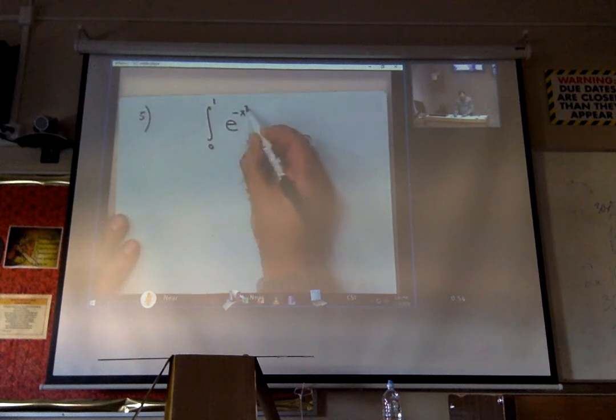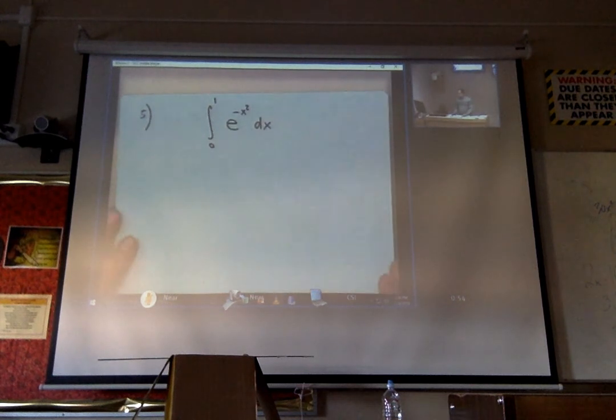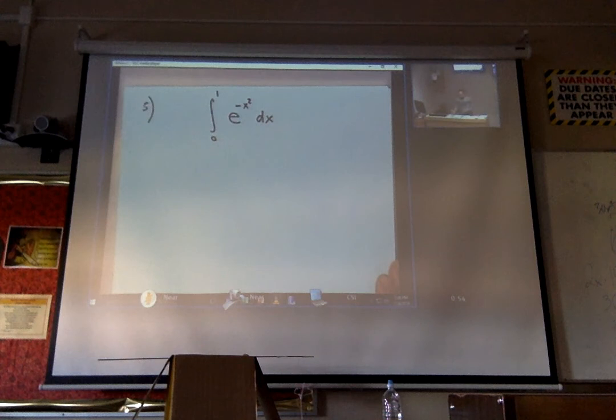Integral. So I'm trying to find numbers, right?